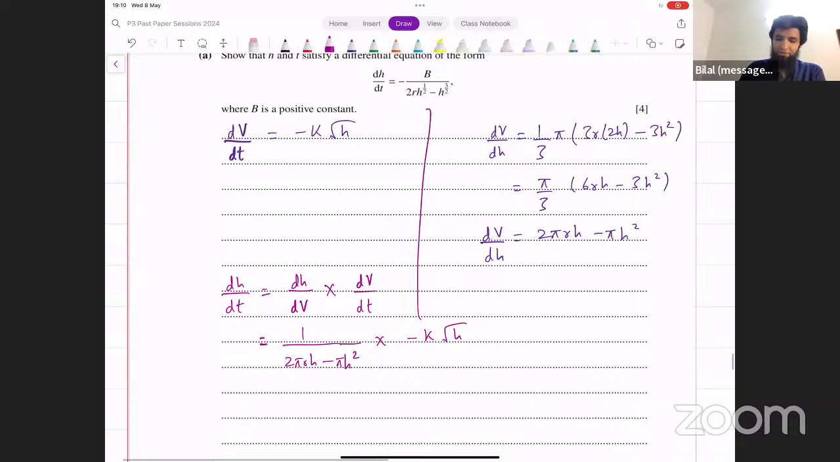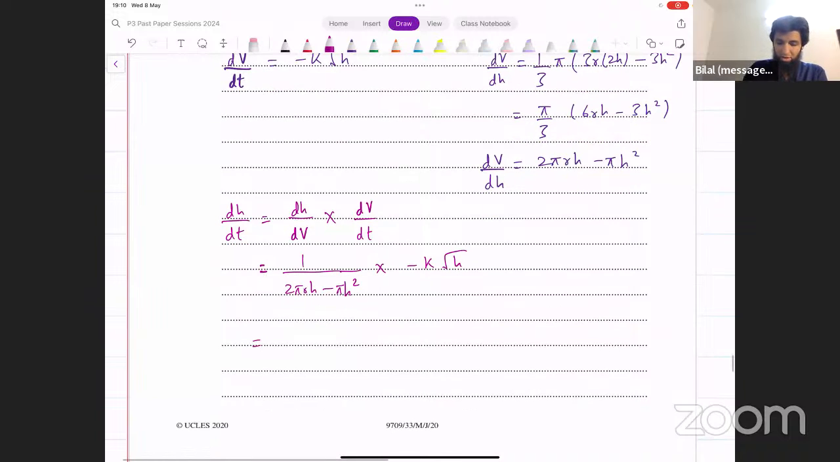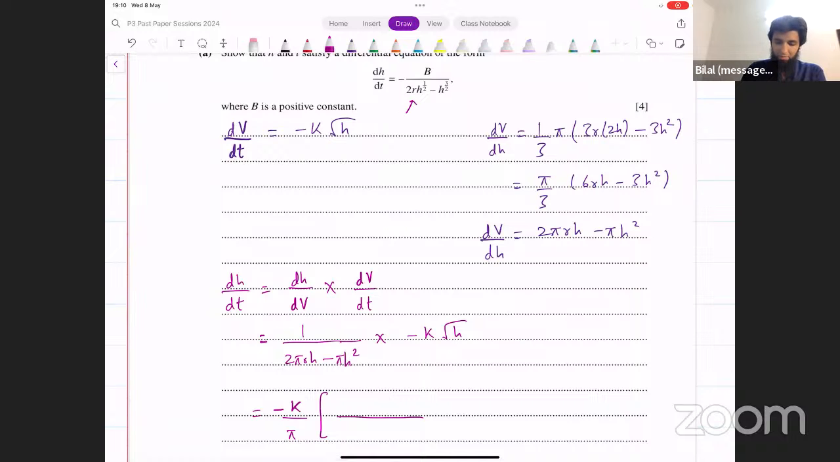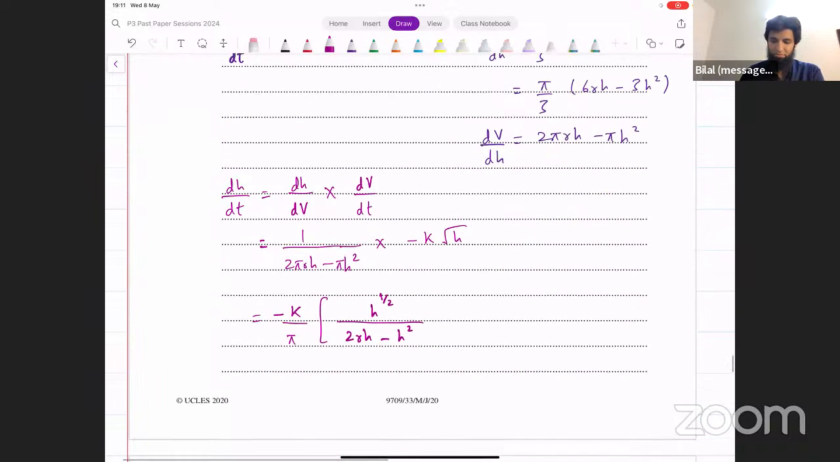Now we need to somehow convert it to this form. How do we do that? In the denominator, we have 2 pi rh. Pi is not there in the target form, so we have to take pi common outside. Let's do that. And in the numerator, we've got minus k as well. I'm taking minus k over pi common outside. What are we left with inside? In the denominator, we have 2rh minus h squared. Let me write it like this first. In the numerator, it's root h, that's h raised to the power 1 over 2. In the denominator, we're left with 2rh minus h squared.